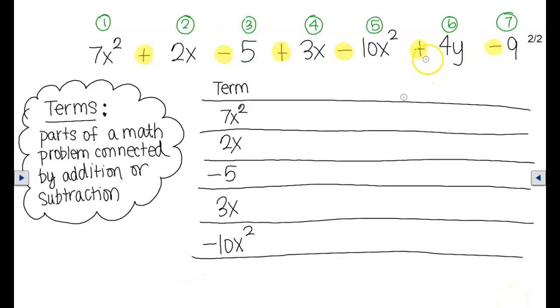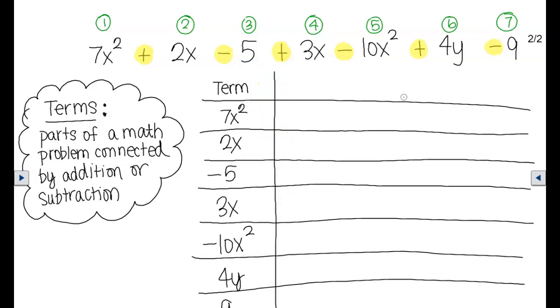After that, I have plus 4y. So that 4y is being added. That makes that 4y a positive. And then my last thing is a minus 9. Minus 9, that makes him a negative 9 because he is being subtracted. So if a term is being added, that makes it positive, and if a term is being subtracted, that makes it negative. So here's a list of all 7 terms that I see in my problem.